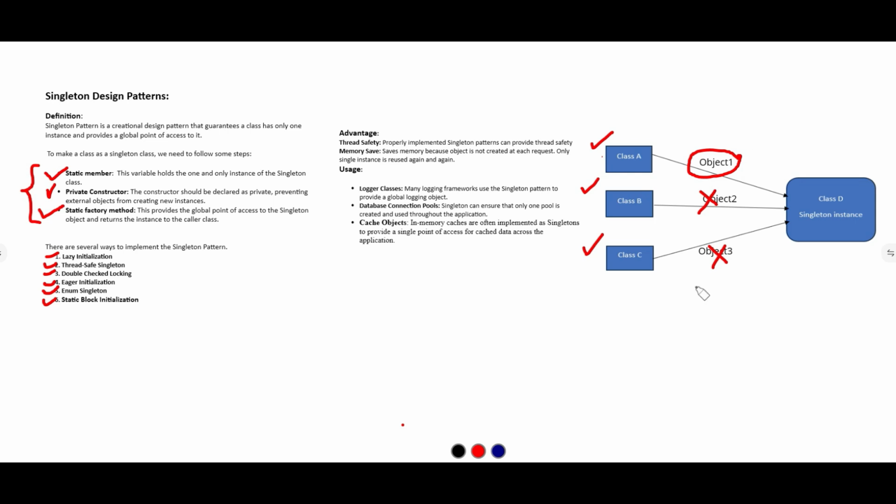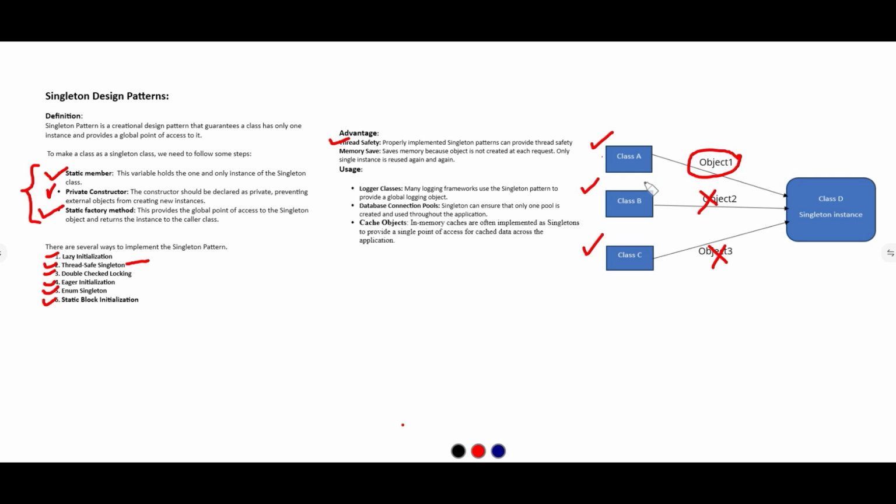Now the third one is thread safety. So what is that? A proper implementation of the singleton pattern will provide thread safety. You can understand this point properly when I show you the hands-on and explain the thread safe singleton pattern, then you can understand how it is providing the thread safety.